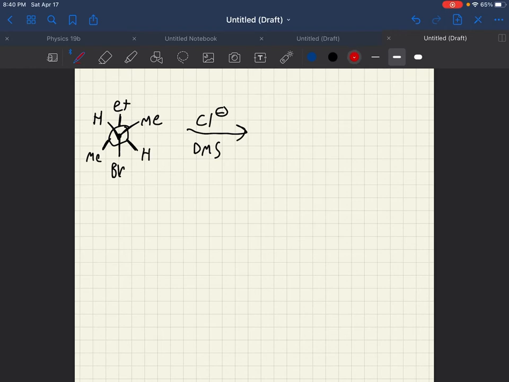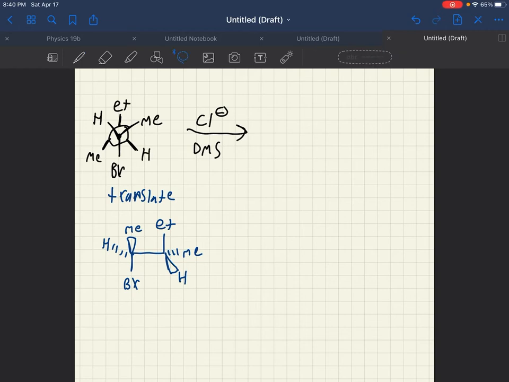So if you're given something like this, and then it's being reacted with, what I like to do is look at the Newman projection and then translate it. So let's translate this. If we translate this, we got Br down, ethyl up, and then we have bromine pointing down. We have methyl pointing out. We have hydrogen in the back. We have on the back side hydrogen, and then we have methyl. And if we redraw, just bring this down.